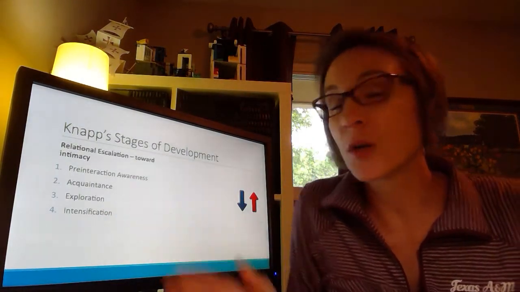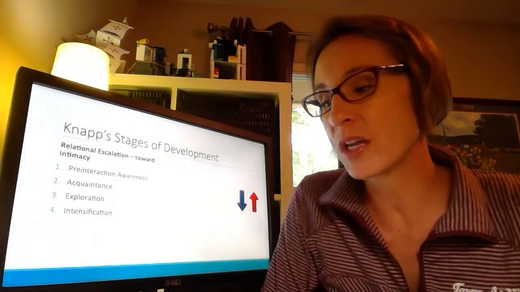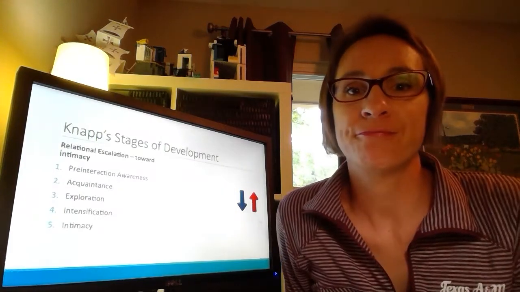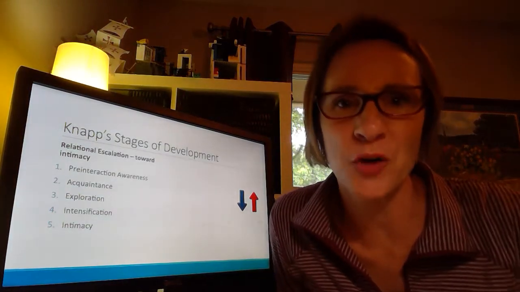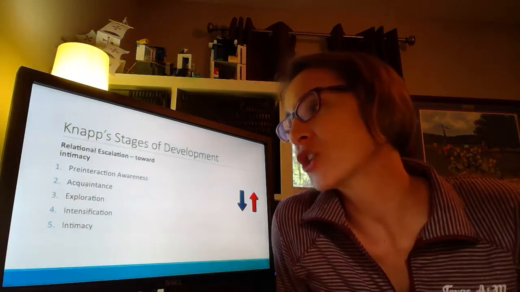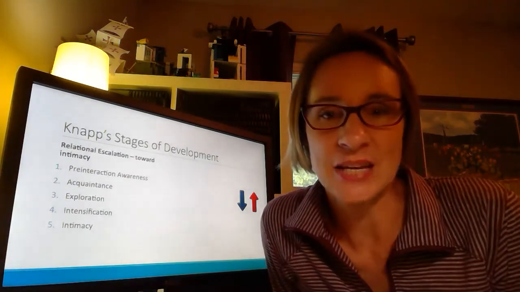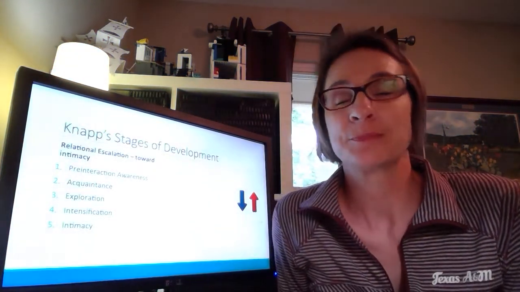So stages 1, 2, and 3 build the trust. So when we arrive at stage 4, we can create senses of security that we can tell risky information to that person. And then the last stage of escalation is intimacy. This is the height of relationship development.